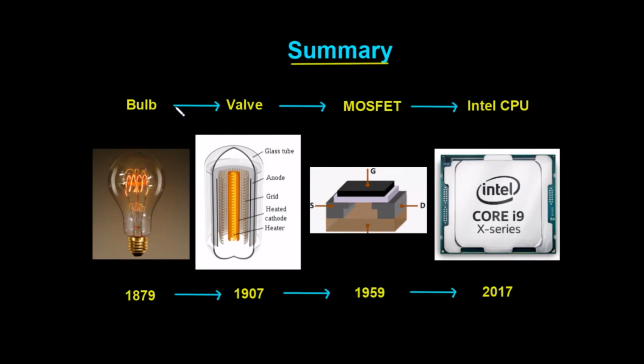So finally, here is our timeline from a bulb in 1879 to a valve in 1907 to the MOSFET in 1959 and finally to an Intel CPU in 2017. So that's the end of the introduction. I hope it's given you a pathway or an idea of the timeline of going from a humble light bulb up to a CPU.